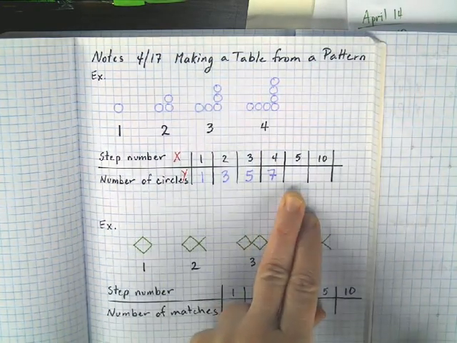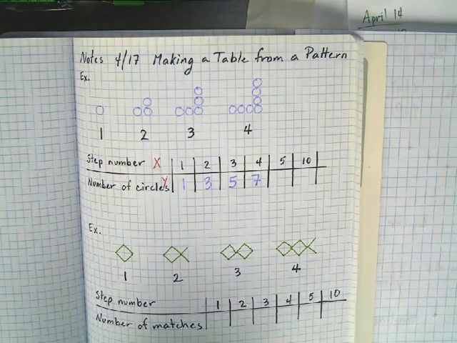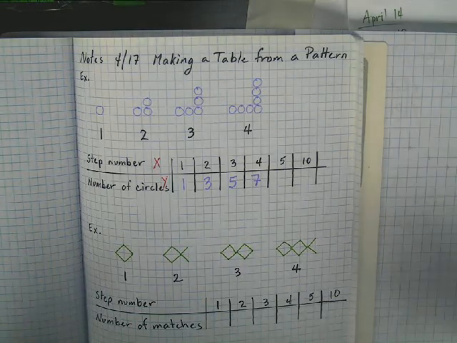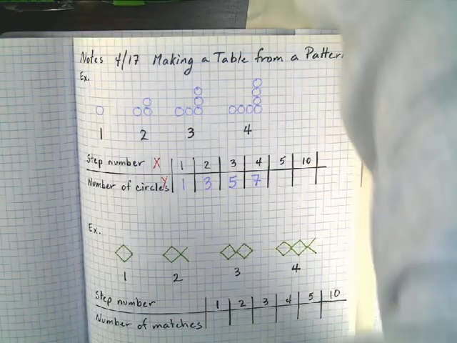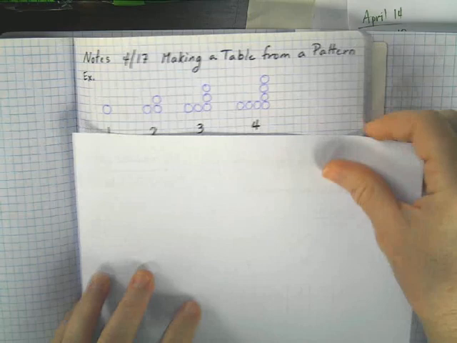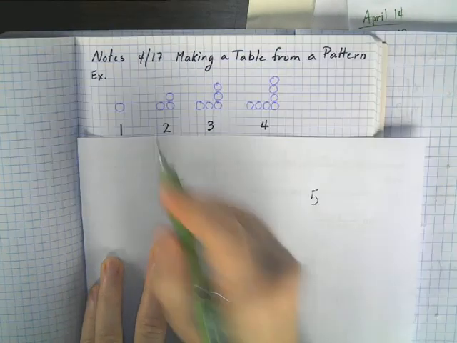Uh-oh, where's picture number 5? I don't have picture number 5. I could make picture number 5. So let's say I take some scratch paper, take a piece of paper. What would figure number 5 look like? What would number 5 look like? So see how these are changing?